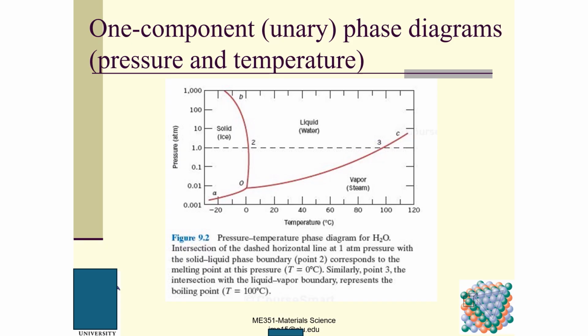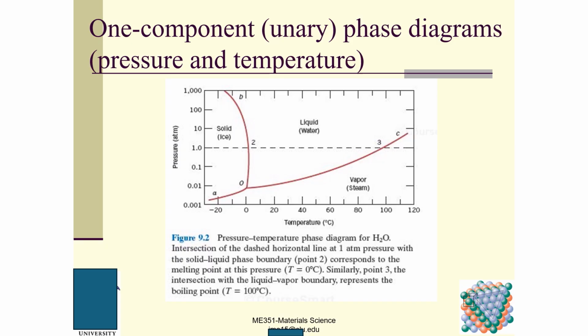You can see the space is divided into three parts. The first one is solid. Solid is ice, right? And liquid is water, and the vapor is steam. These are three different areas. So this is a pressure-temperature phase diagram for water, H2O, hydrogen oxide.